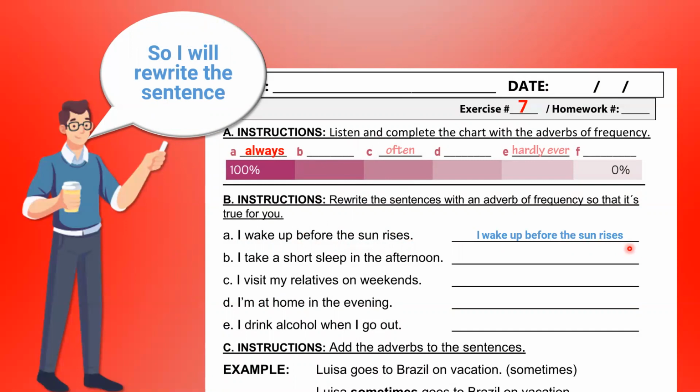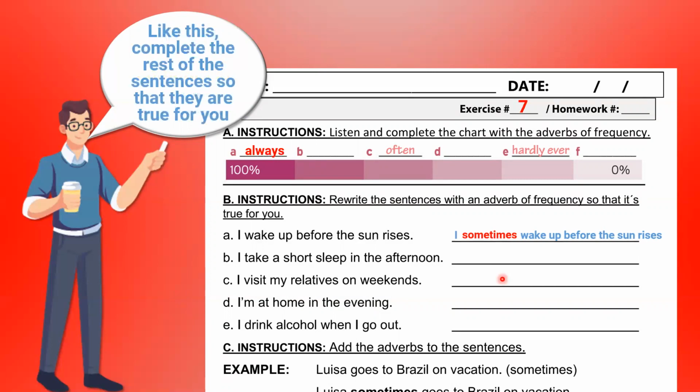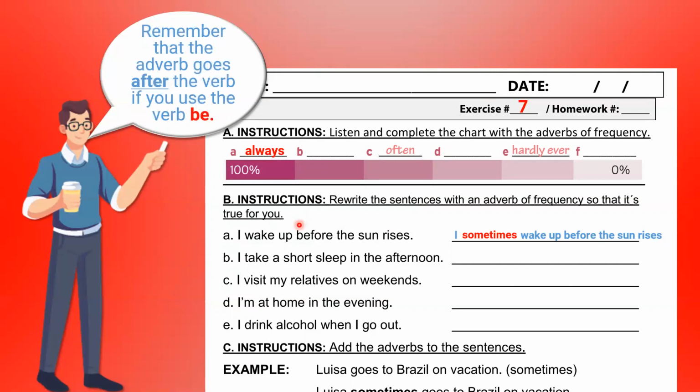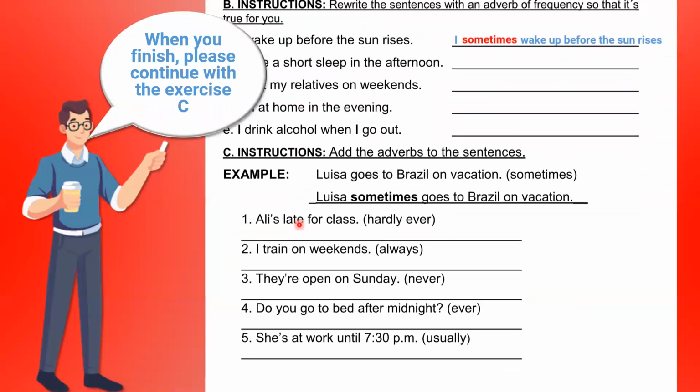I wake up before the sun rises. And I will write sometimes in the correct spot. I sometimes wake up before the sun rises. Like this, complete the rest of the sentences so that they are true for you. Remember that the adverb goes after the verb if you use the verb be, but they go before the verb if you use any other verb. When you finish, please continue with the exercise C.